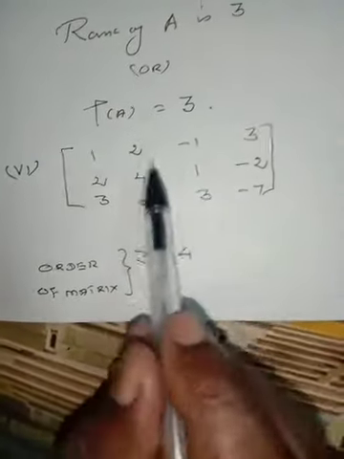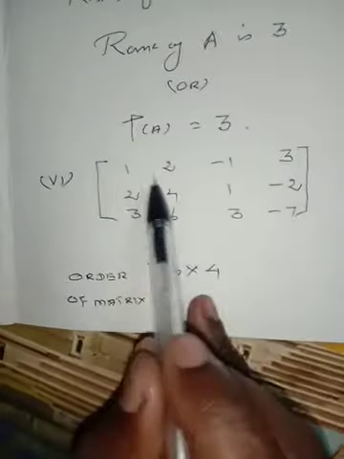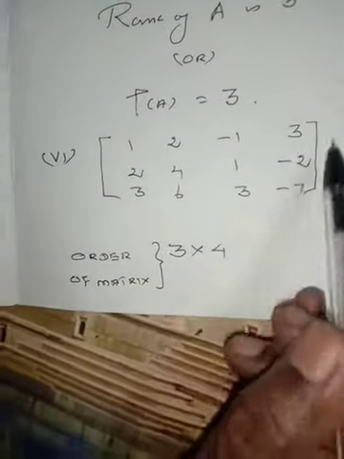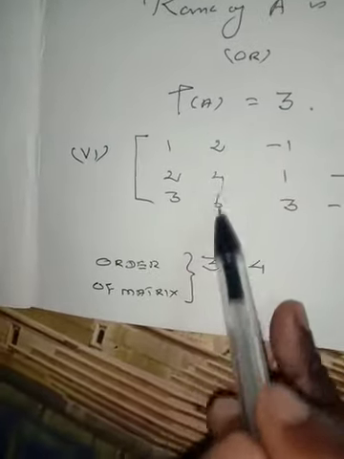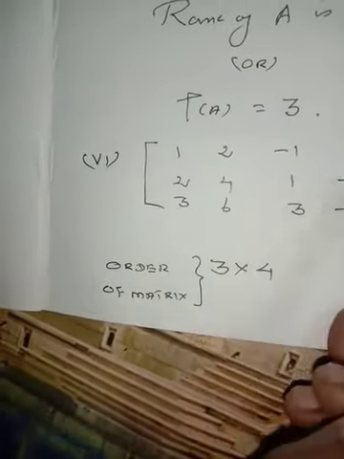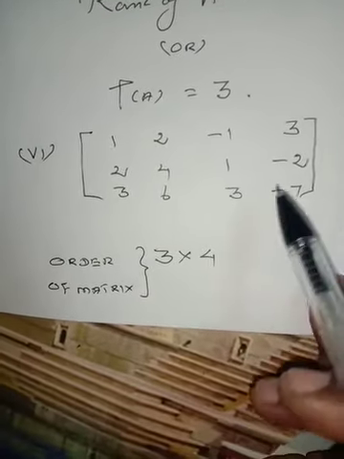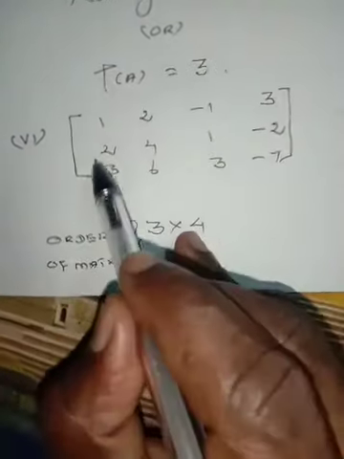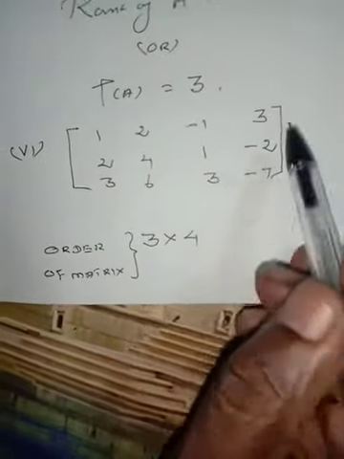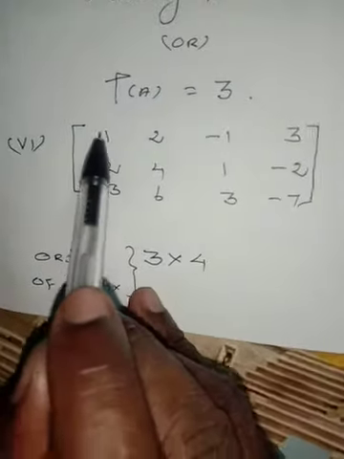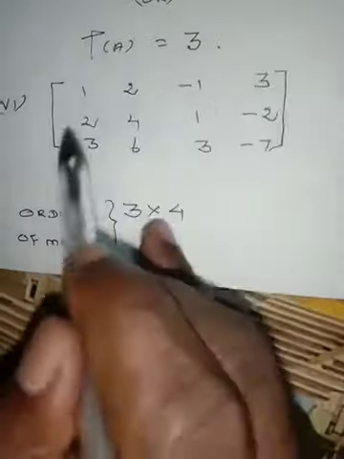First type: first we take the first 3 columns. Then omit the first column and take the next 3 columns. Then omitting the second column, we get the first, third and fourth columns. Next, omitting the third column, we get the first, second and fourth columns. Then omitting the last column, we get the first, second and third columns. These are all 3 cross 3 matrices.